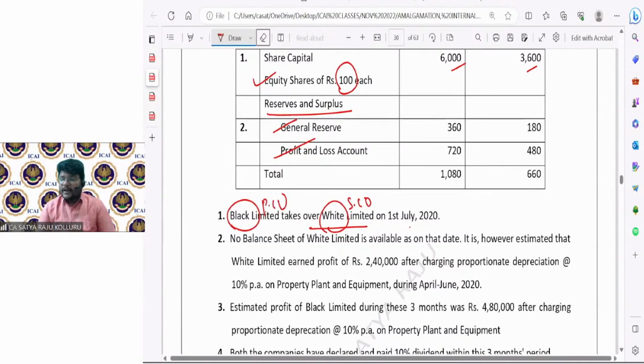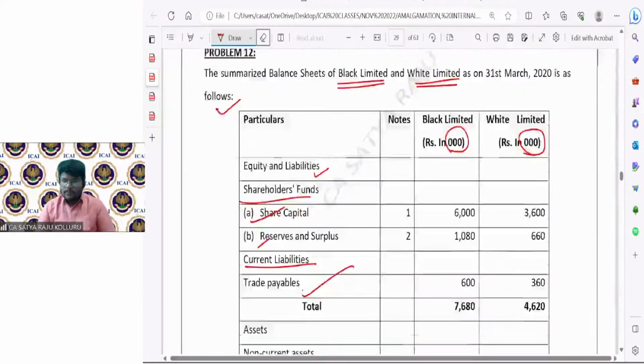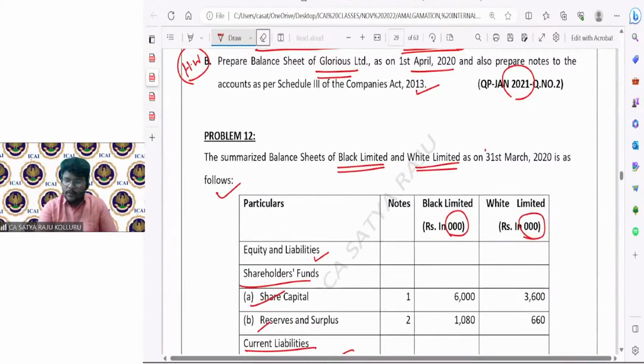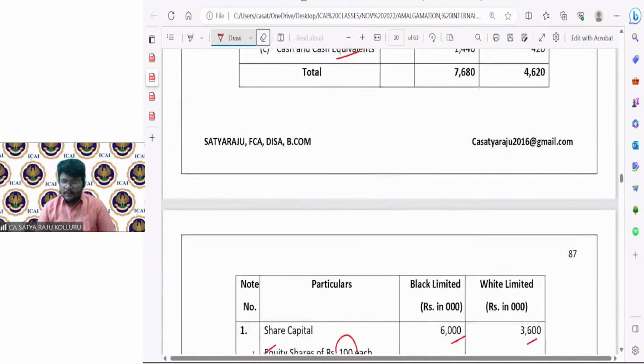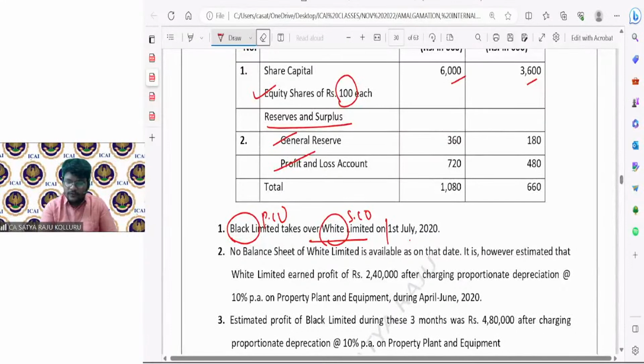Now, please be attentive here. The balance sheet information given in the problem is as on 31st March 2020, but the date of amalgamation is 1st July 2020. This is the first time we are coming across the amalgamation date being different from the balance sheet date. If the balance sheet were provided as on 1st July 2020, then we could directly go with the amalgamation procedure.